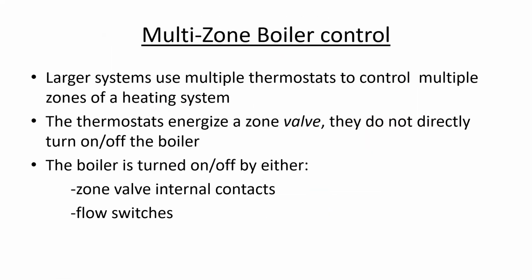What is more common when working with boiler systems is to have individual control over different areas. These different areas are then referred to as zones. This way, we can have multiple thermostats controlling multiple rooms and only turning on the boiler and causing hot water to flow into the area that we need an elevated temperature. The thermostats in these systems typically do not energize the boiler themselves, but they energize a zone valve. The boiler is then turned on and off by either the zone valve or flow switches. So let's see how this would work.